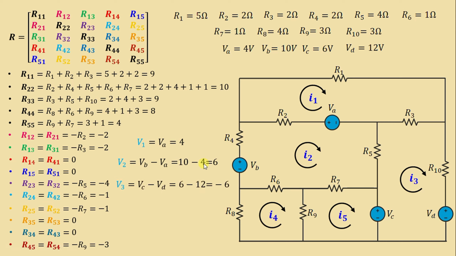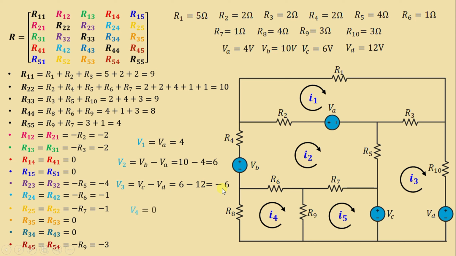Let's go to V3. We have two independent voltage sources, VC and VD. If we go in the clockwise direction, in VC we have a voltage rise and in VD we have a voltage drop. That means V3 is equal to VC minus VD. We get 6 minus 12, which is negative 6.